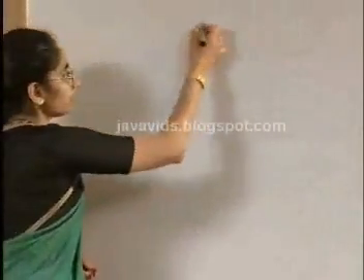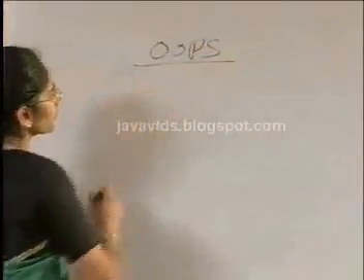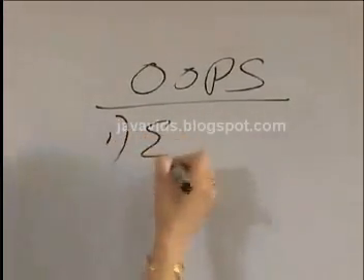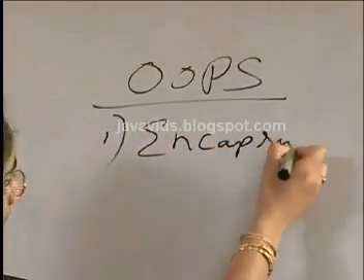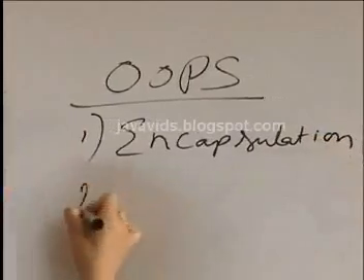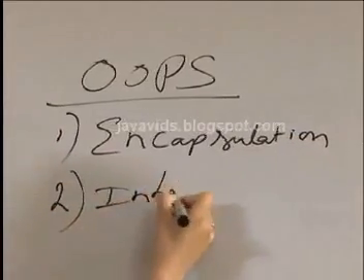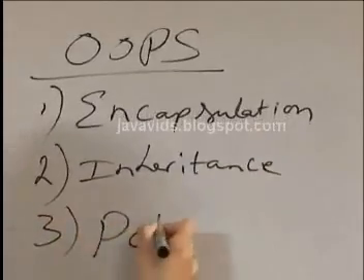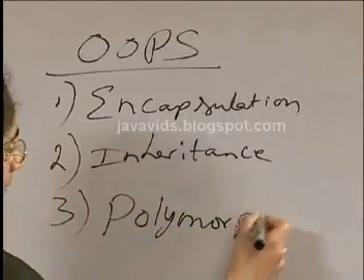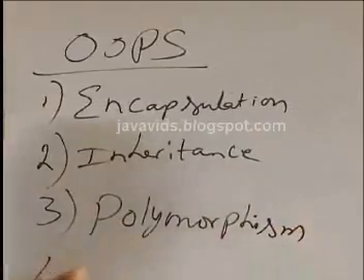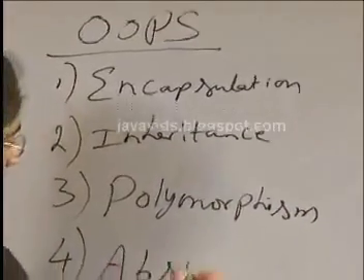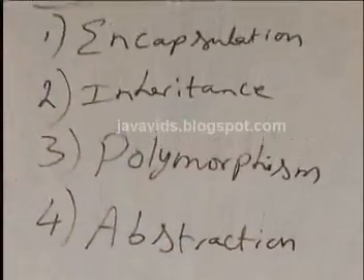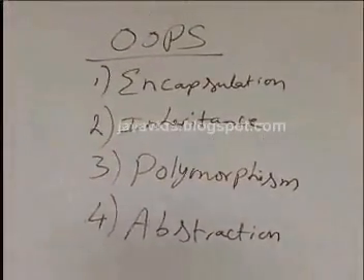So let's look at what are the features of OOPS. First of all, there are 4 features of OOPS. 1. Encapsulation. 2. Inheritance. 3. Polymorphism. And 4. Abstraction. Now let's look at more in detail these features.